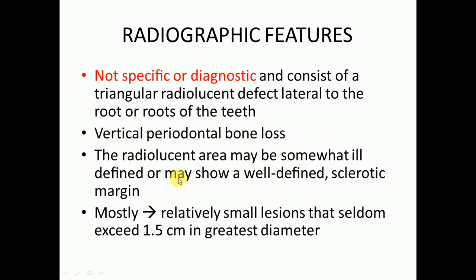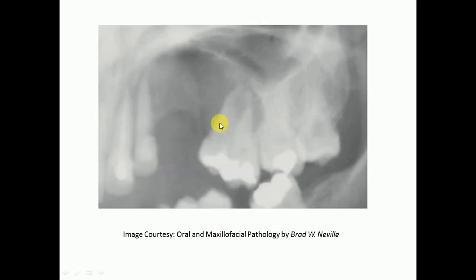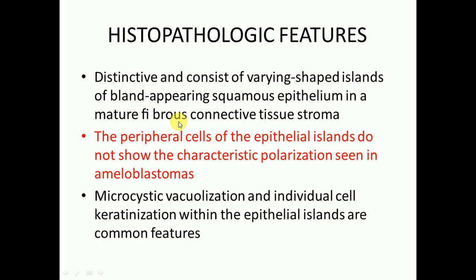The radiolucent area may be somewhat ill-defined or may show a well-defined sclerotic margin, and mostly they are relatively small lesions that seldom exceed 1.5 centimeters in greatest diameter. Here we have the radiolucent area, and this is lateral to the lateral incisor and the second premolar. Second premolar here and lateral incisor here. This is the radiolucent area.